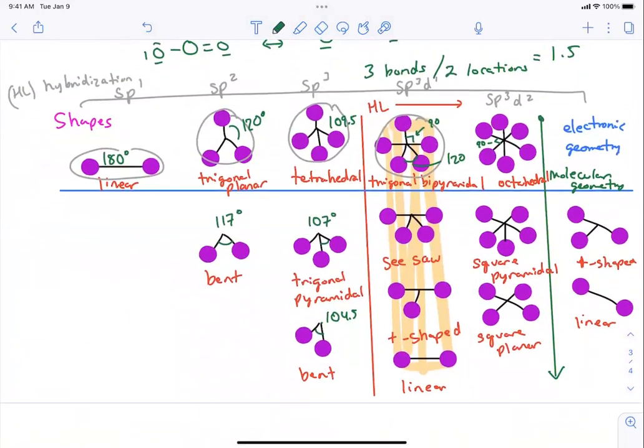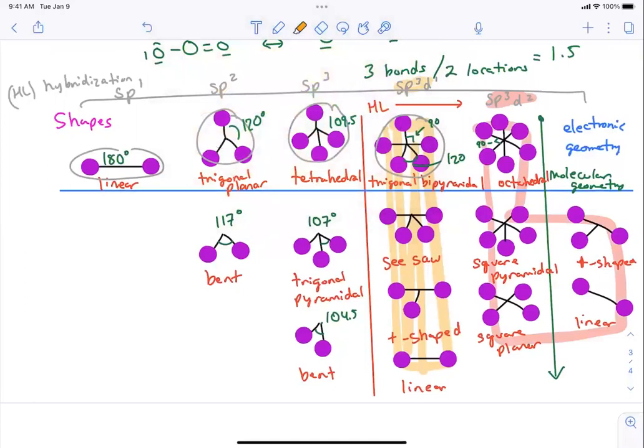Questions about anything? Do you mind repeating what the highlighted part is? I highlighted to tell you that all those shapes in that column are the same hybridization. So any of those shapes, you would say is sp3d, and all of these shapes here would be sp3d2. Thank you. You're welcome.